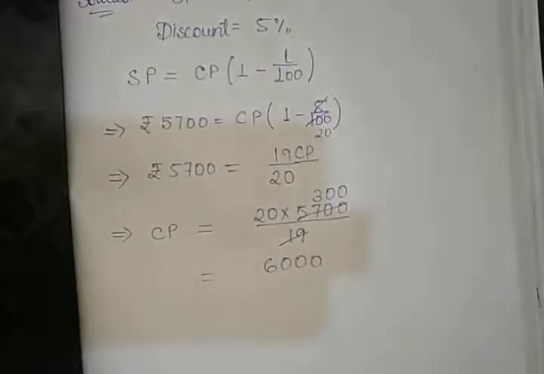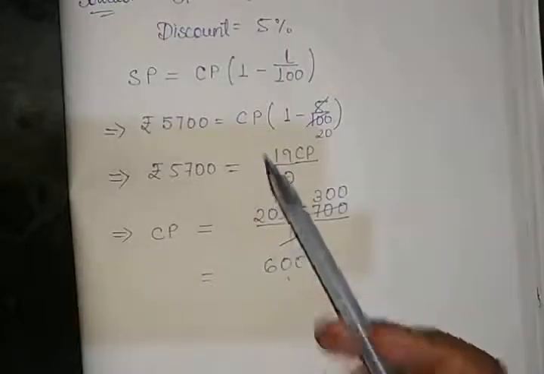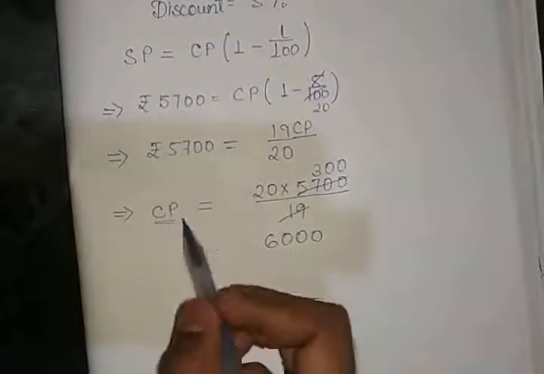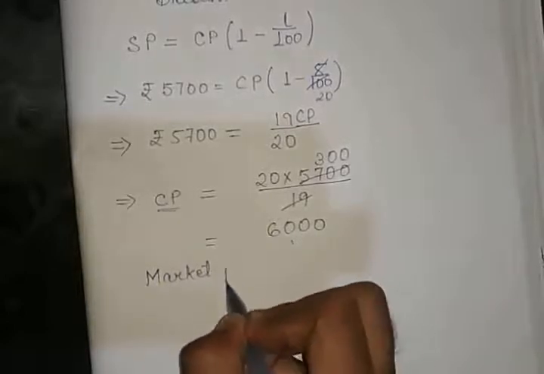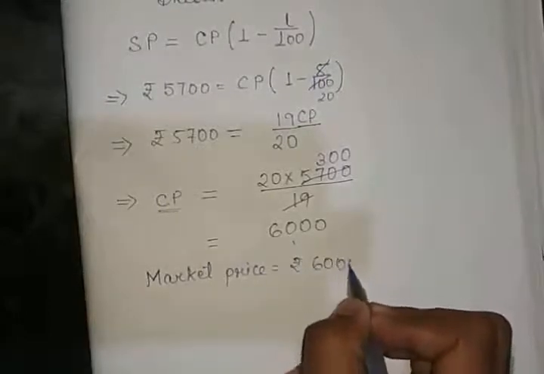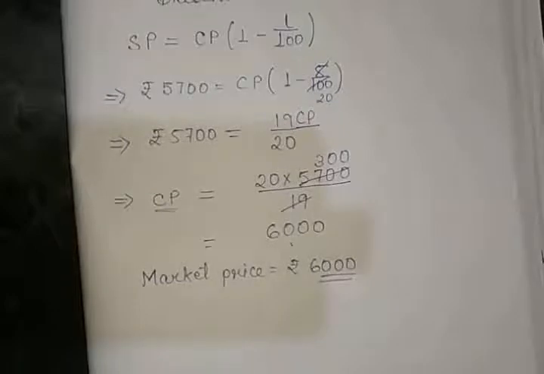Now this 6,000 came here as the cost price, but discount is always allowed on mark price. So in this case, this cost price is our mark price. Mark price is equal to rupees 6,000, because discount is always allowed on mark price, not the actual cost price. Now what do we want to know? We have to find out the actual cost price, meaning what was the actual cost price of that article.